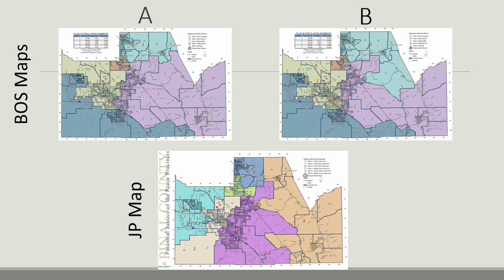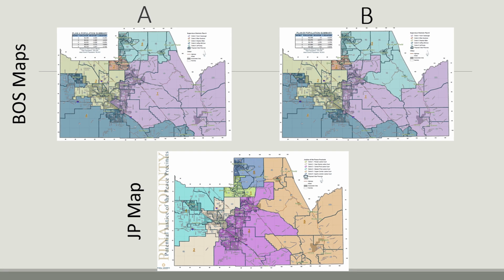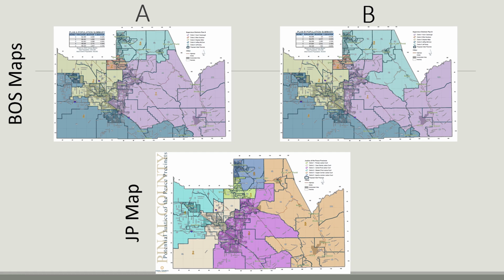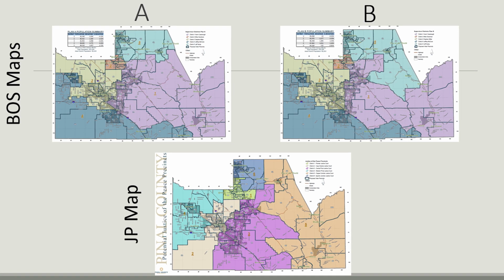Based on these considerations, county staff has created 2 new potential Board of Supervisor maps for the public's consideration. Also, as part of the redistricting process, county staff has prepared a new Justice Court precinct map that works around the county's updated voter precincts.